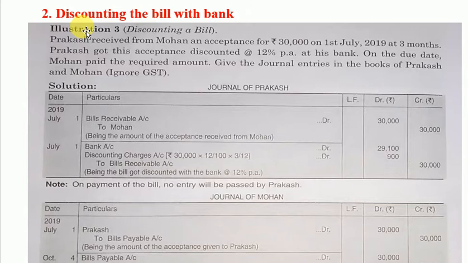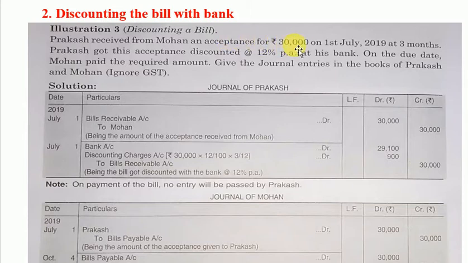Illustration number 3 from your textbook says: Prakash received from Mohan an acceptance for 30,000 on 1st July 2019 at 3 months. So children, in this question, they are not saying the goods were sold. This is by default, that there was a good sold by one party to another. Here, Prakash is the buyer and Mohan is the seller. So Prakash received from Mohan an acceptance. The acceptance is always received by the drawer, and the drawee gives the acceptance, and the amount is 30,000.